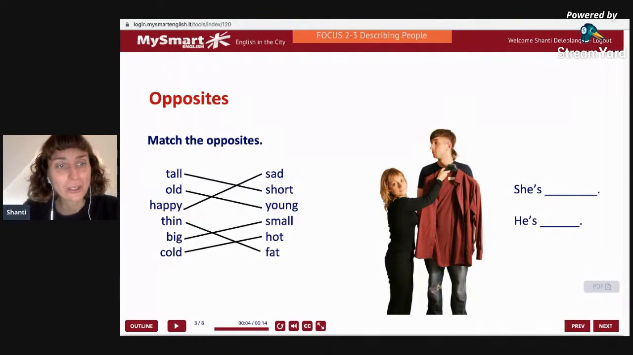So in the picture, if we look at the two people, what can we say about these two people? We can say that the girl, she's what? Is she young? Is she old? What can we say about the woman?